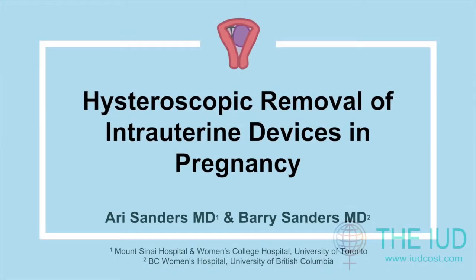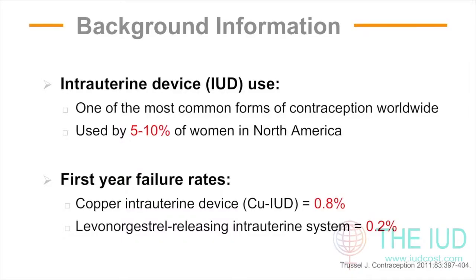We present a video on the hysteroscopic removal of intrauterine devices in pregnancy. Intrauterine devices are a common form of contraception. While pregnancy is uncommon, first-year failure rates are 0.8% for the copper IUD and 0.2% for the levonorgestrel-releasing intrauterine system.